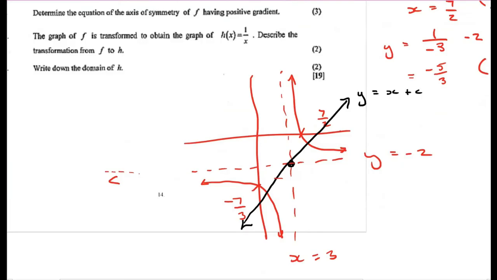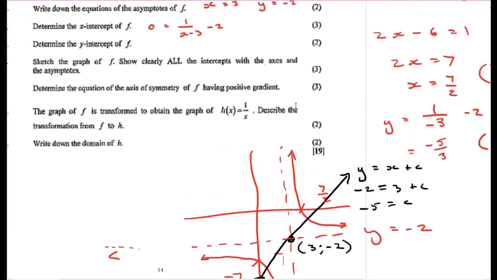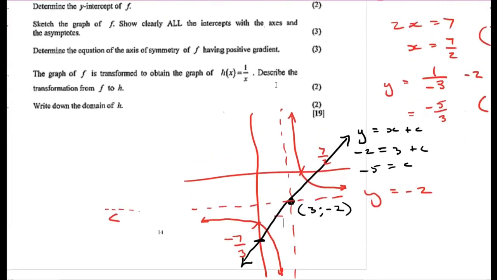How do you find the equation? You need the gradient and a coordinate. What coordinate are we going to use? Well, we can see it's passing through the point 3 and minus 2, so that's what I'm going to do. Y is minus 2 when x is 3, minus the 3, negative 5. So your final answer is y equals x minus 5, and you can see there's your y cut of minus 5. Okay. Good. Next one. And that's a 3-mark question for subbing into a coordinate. Okay, don't be a hero.